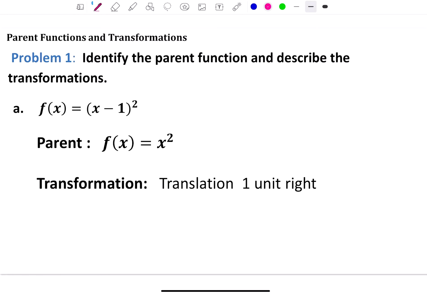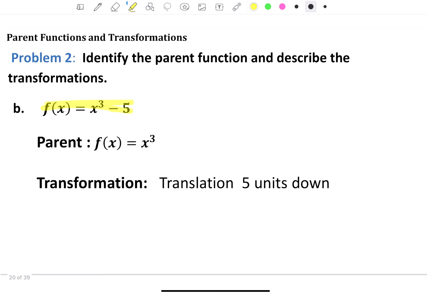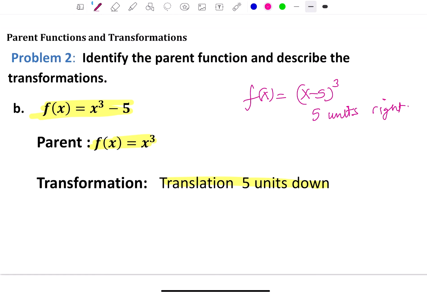Identify the parent function and describe the transformation. So f of x equals (x minus 1) squared. The parent function is x squared, and the translation is shifted 1 unit to the right. The parent function here is x to the third power, and it is shifted 5 units down. If we had (x minus 5) to the third, this would have been shifted 5 units to the right.